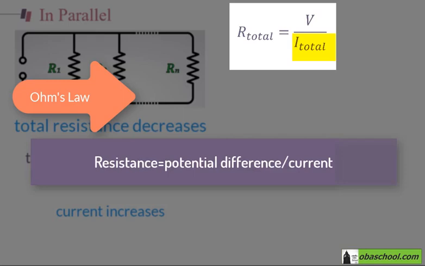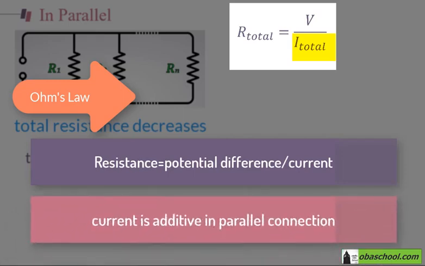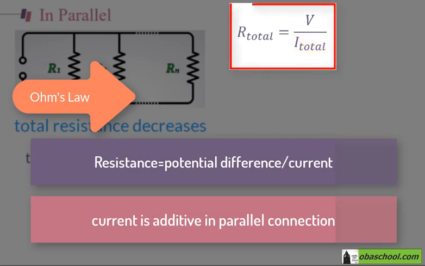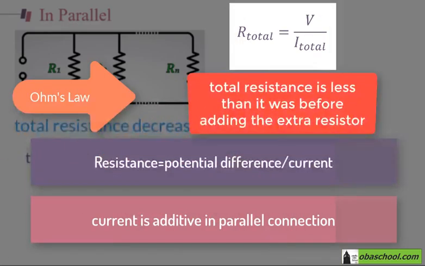Why have we used the total current? Because in a parallel connection, the current is additive. So we should take the total current, that is the summation of the current passing in each component. So the total resistance is equal to the battery potential difference divided by the total current entering the combination. The total resistance is less than it was before the extra resistor was added.